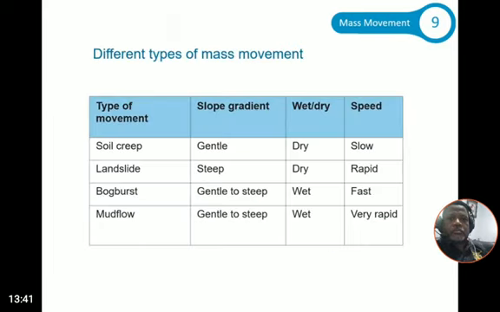Okay, so this information box is quite important to remember. We have our 4 different types of mass movement. It tells us what kind of slope or gradient it has. It tells us, is it wet or dry? And lastly, it has the speed. So definitely take note of this.